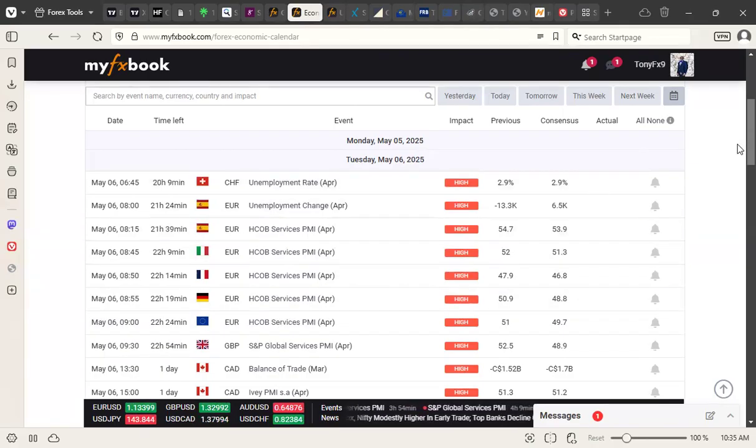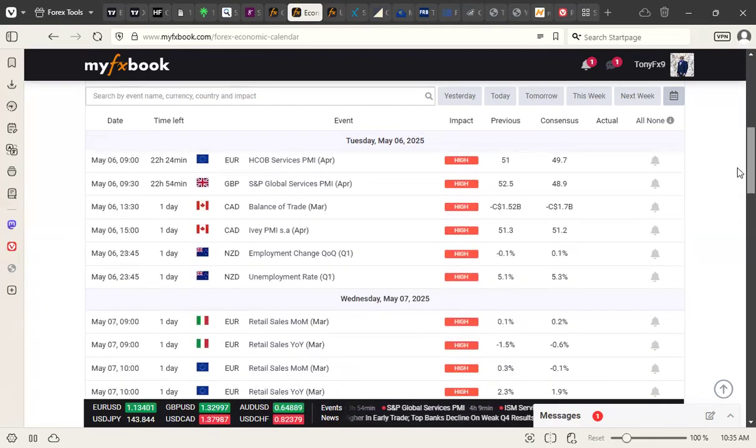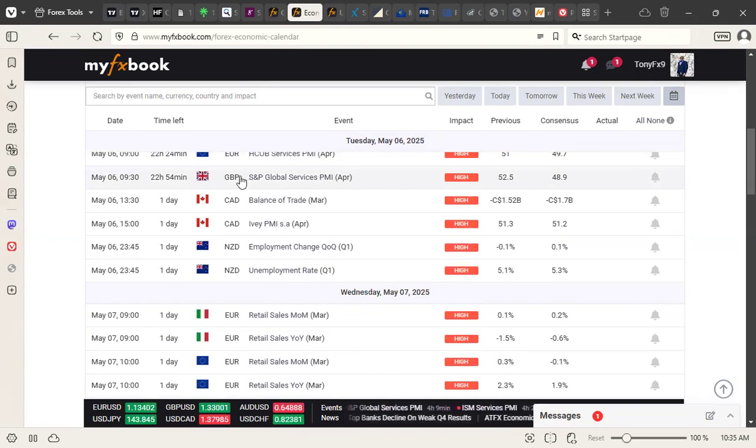Based on experience. Then by 9:30 we have the GBP Global Service PMI. A figure higher than 48.9 is good for GBP. A figure lower than 48.9 is bad for GBP.